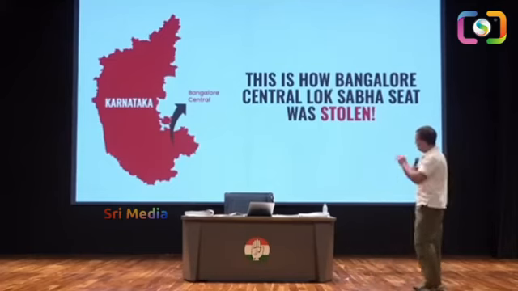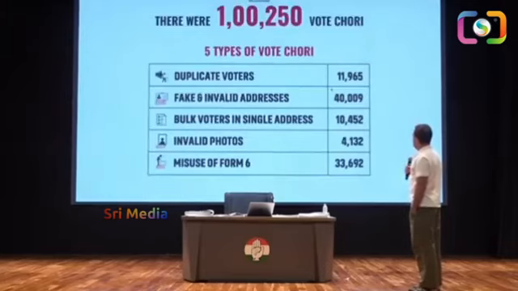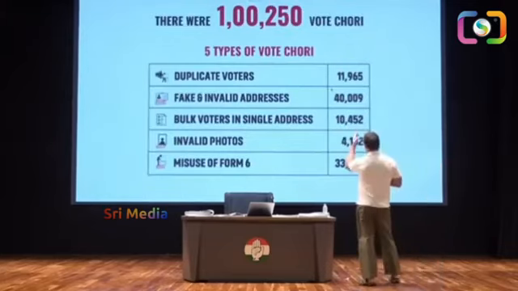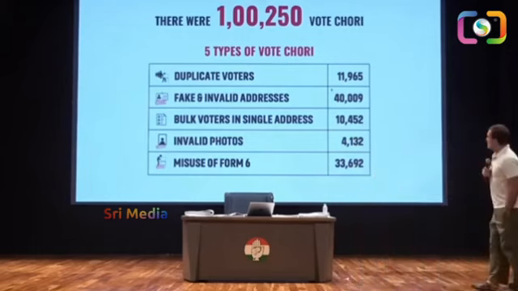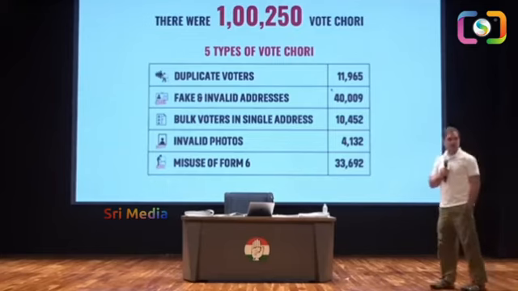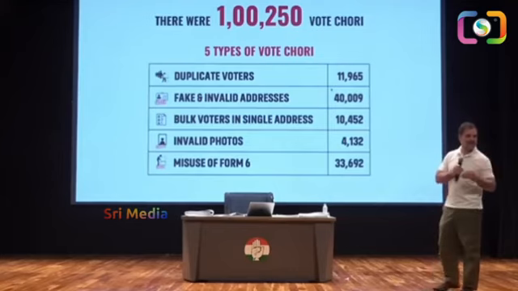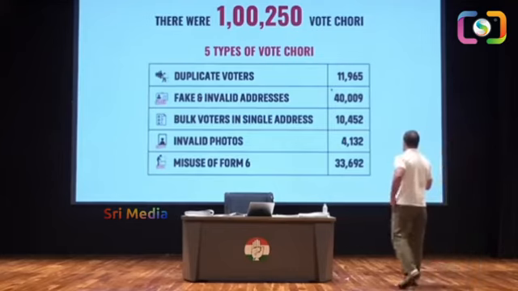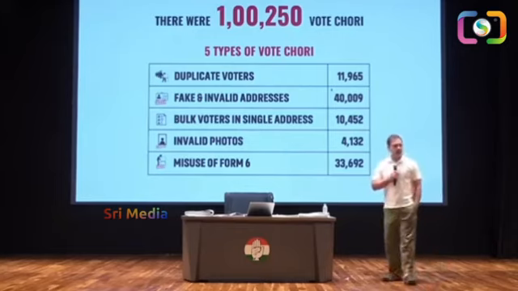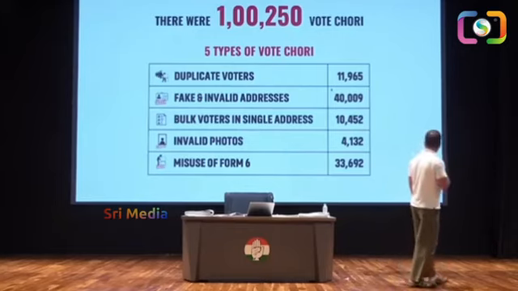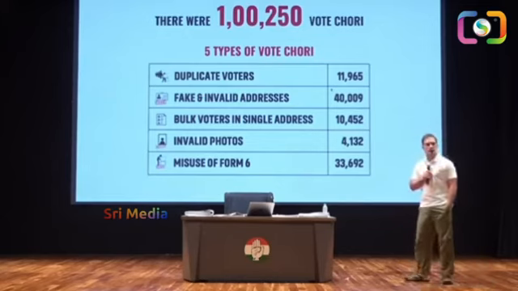Just take me back to the numbers. 1 lakh. Yeah. So 1,250,000 stolen, election won in one assembly. Duplicate votes 11,965. Menu de raha hoon na aapko. Dessert, starter, right? Duplicate voter 11,965. Fake and invalid addresses 40,009. Bulk voters in single address 10,452. Invalid photos 4,132. Misuse of Form 6 33,692.